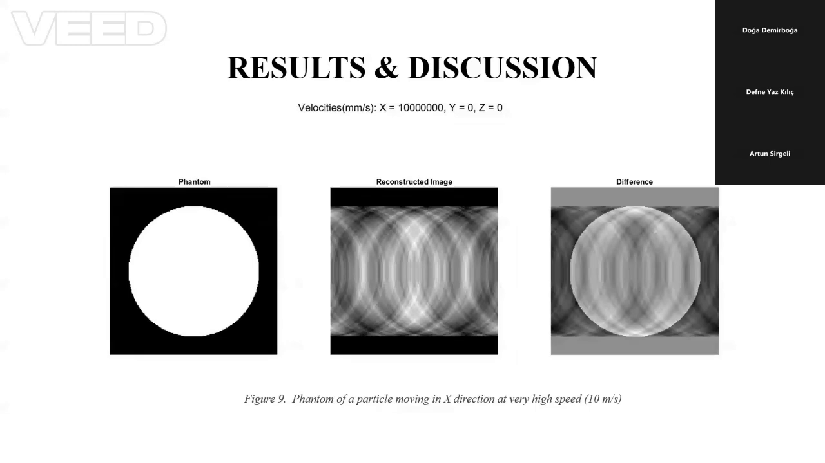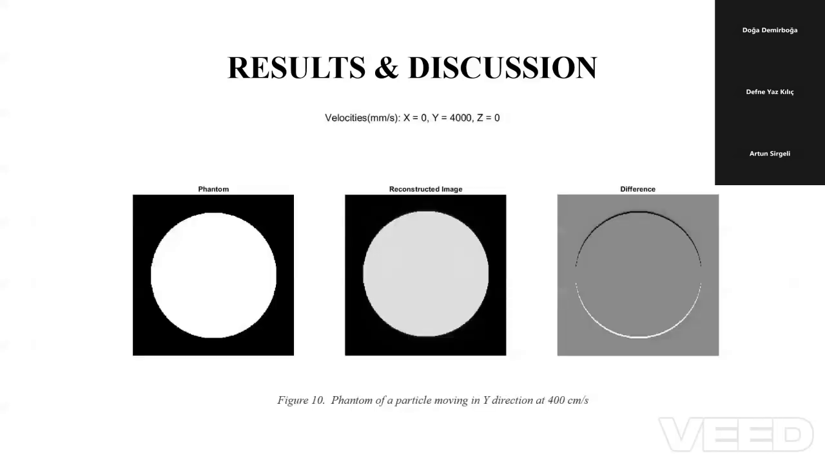Here we did an exaggerated motion in the X direction, and as you can see, there are many artifacts present due to the square term in the kx. As we go to higher frequencies, the artifacts enlarge. And this is for the same motion at 400 centimeter per second in the y direction, as well as its difference.